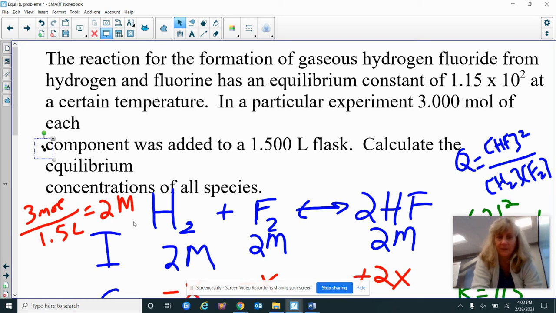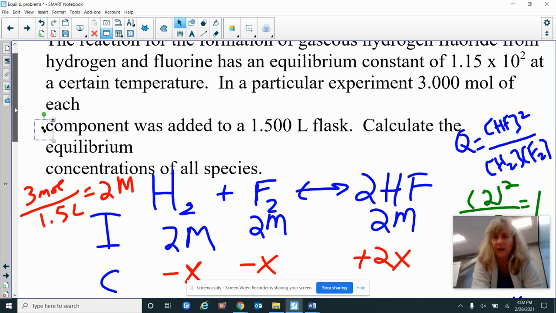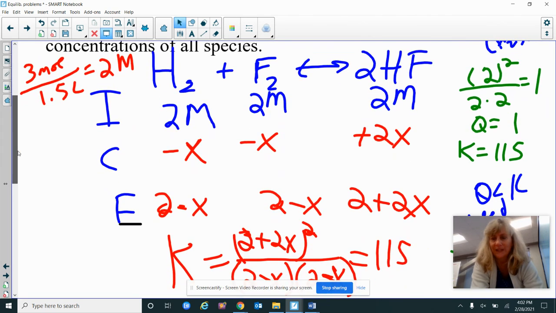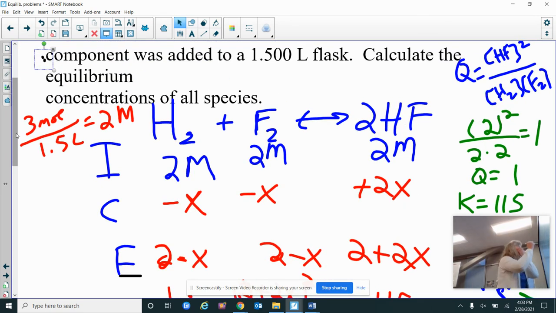So separately, off to the side, we're plugging in. Q is with the initial amounts. So we have 2 molar of HF, 2 molar of H2, and 2 molar of F2. Plugging that in, 2 squared over 2 squared equals 1. So Q equals 1, but in the problem, they gave us K, and it was 115. So Q is less than K, so we need more product. So then we know the reaction is going to go this way.